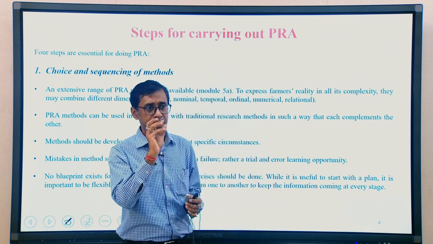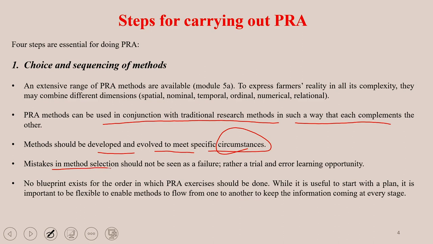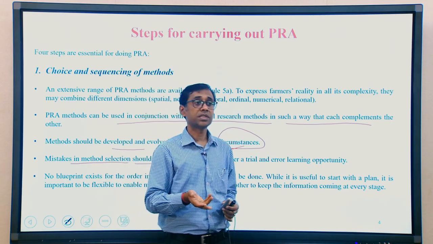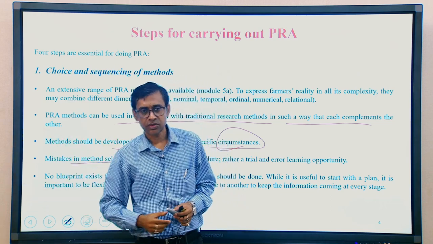PRA methods can be used in conjunction with the traditional research methods, in such a way that each complements the other. Methods should be developed and evolved to meet specific circumstances, all right? So you have to have some pre-project assessment, which we discussed in module A in the previous classes. Mistakes in any method selection should not be seen as a failure. Rather, we should learn from that mistake, and that gives us a chance to be much better for the next exercise that we will carry out.